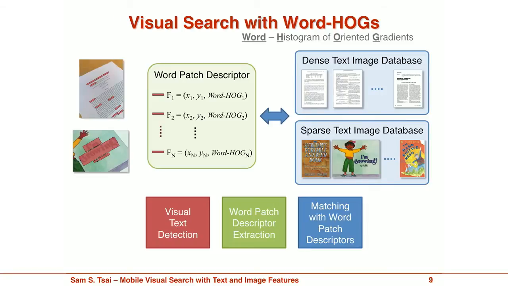Here we'll refer to images that consist mostly of text as dense text images, and images that contain both text and graphical components as sparse text images.